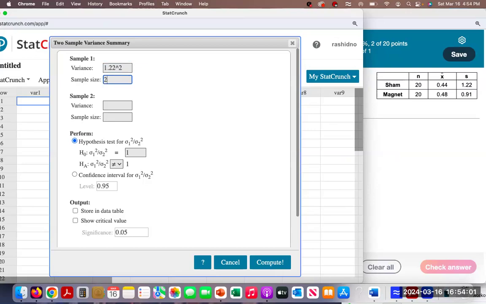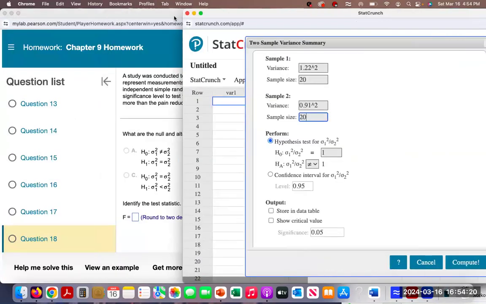And the sample size is 20. For sample 2, we have the sample standard deviation. We'll take our sample standard deviation and raise it to the 2 power and it becomes variance. And the sample size is also 20.